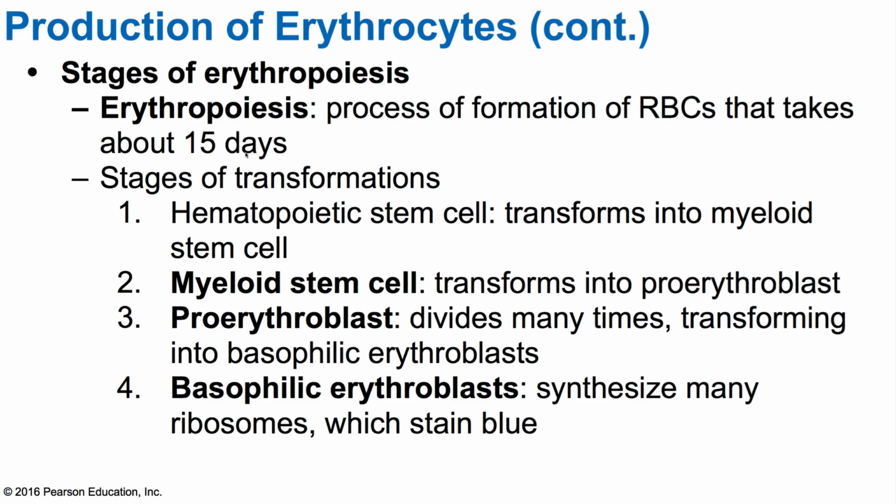So the steps for erythropoiesis also start off with this hematopoietic stem cell. And this hematopoietic stem cell will transform into a myeloid stem cell. The myeloid stem cell will differentiate into a proerythroblast. This proerythroblast then divides several times, and it transforms into this basophilic erythroblast. The basophilic erythroblast has two stages, an early stage and a later stage. In the early stage, essentially what's happening is it's synthesizing lots and lots of ribosomes, and when you stain it, it turns blue. So remember, this is the early stage, the basophilic erythroblast.